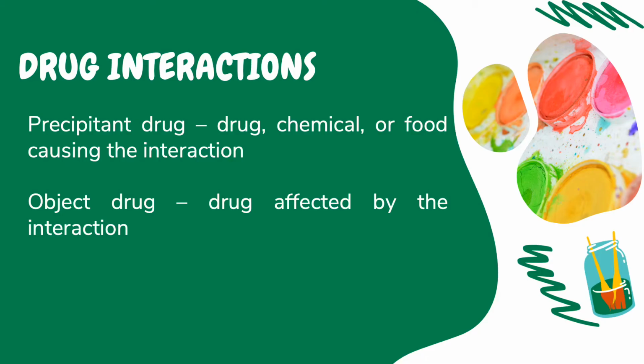An example of therapeutic incompatibility is the drug interactions. It involves the precipitant drug, or the drug, chemical, or food causing the interaction, and the object drug, the drug affected by the interaction. Drug interactions may increase or decrease pharmacological response due to the presence of another drug, or an herbal medicine, a food or drink, treatment, or environmental chemical agent.